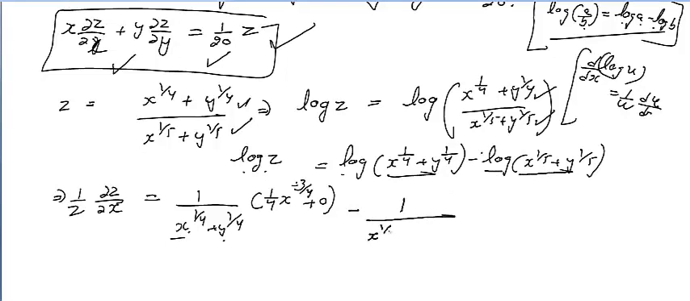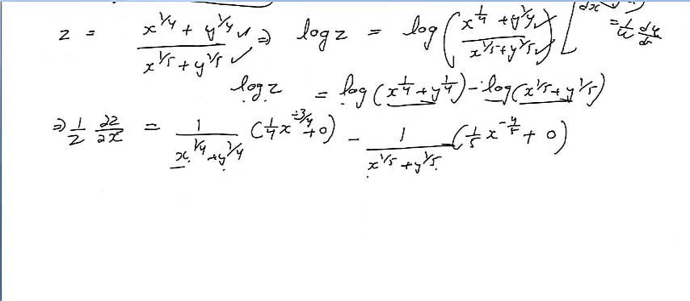x raised to power 1 by 5 plus y raised to power 1 by 5, and the derivative of x raised to power 1 by 5 means 1 by 5 times x raised to power 1 by 5 minus 1; 1 by 5 minus 1 is minus 4 by 5, and the derivative of y with respect to x will be 0. So you will get this one. Okay, very interesting to see the next step.